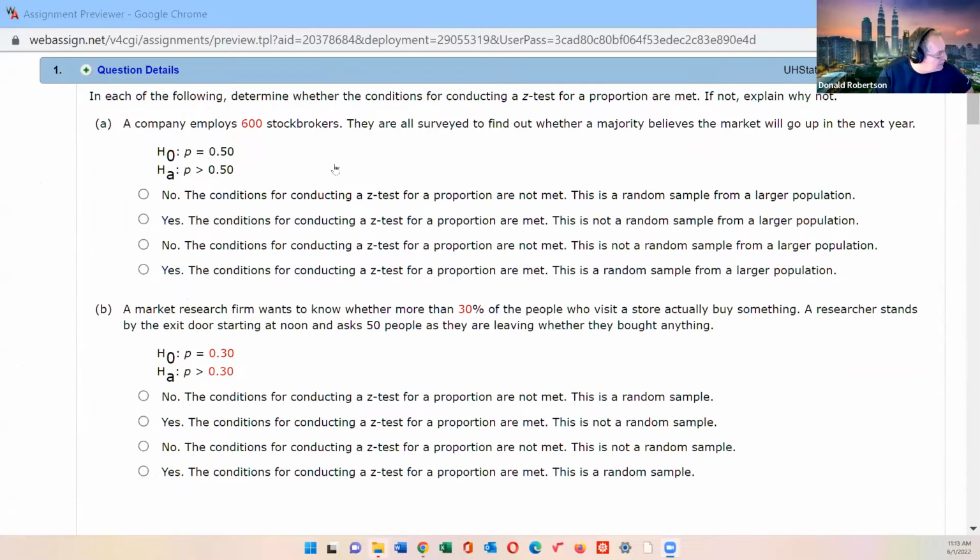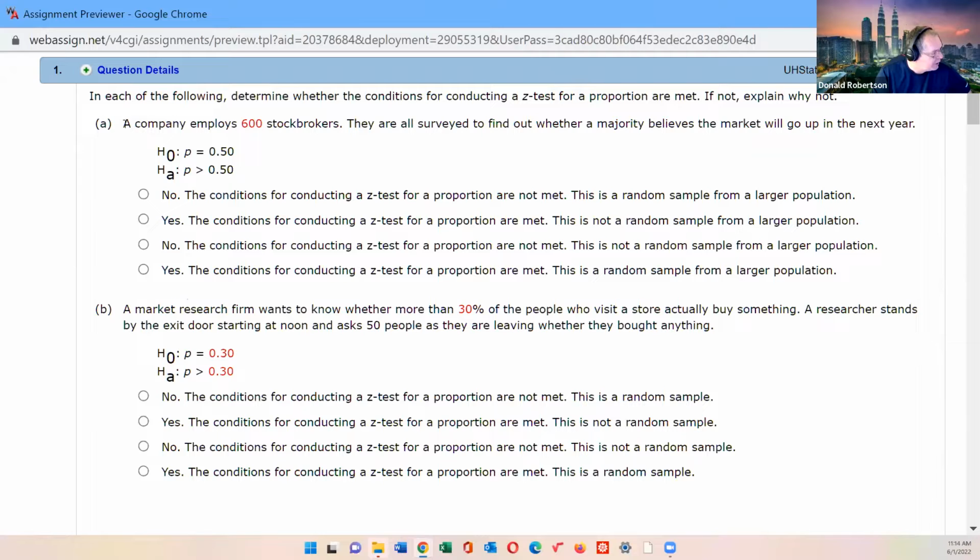So in each of the following, determine whether the conditions for conducting a Z-test are met. I wish they hadn't phrased it that way. I wish they'd said the conditions for conducting a hypothesis test. I think that would have made more sense to me, but that's their phrasing. It's the same thing. So the question is, can you do a hypothesis test in each of these stories?